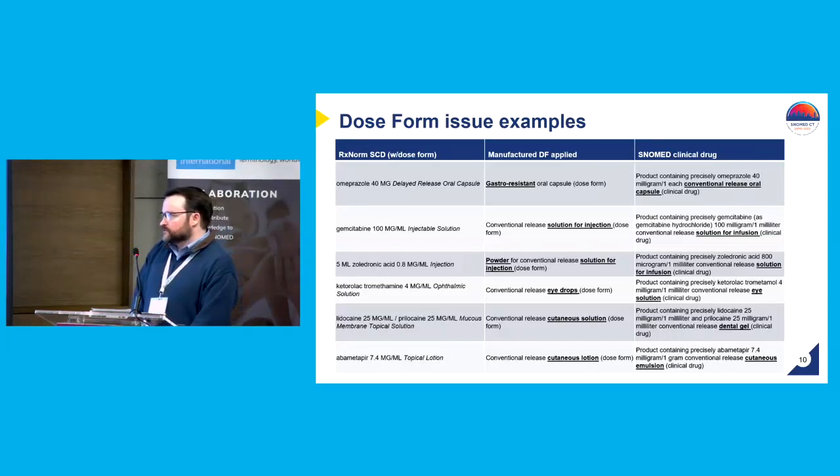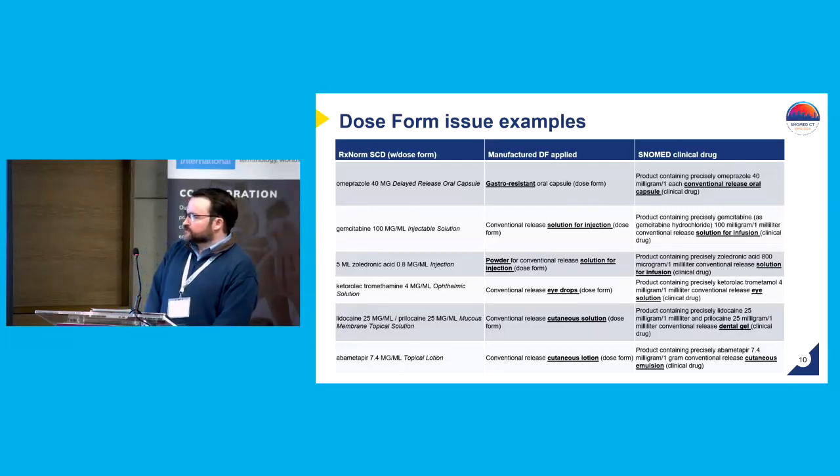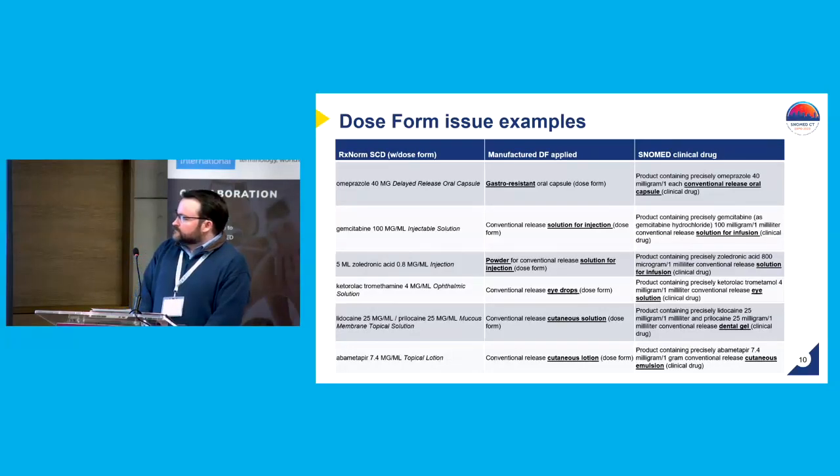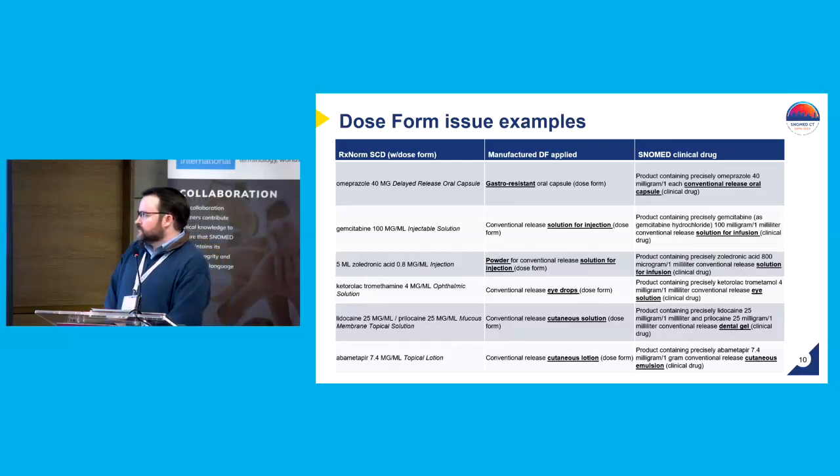The more difficult dose forms: injections, injectable solutions. We would expect solution for injection. Sometimes we find solution for infusion. For injection, we find powder, solution for injection. And on the other side, we have solution for infusion. Eye drops: in RxNorm, we have ophthalmic solution, where SNOMED has eye solution. These are just cherry picked.